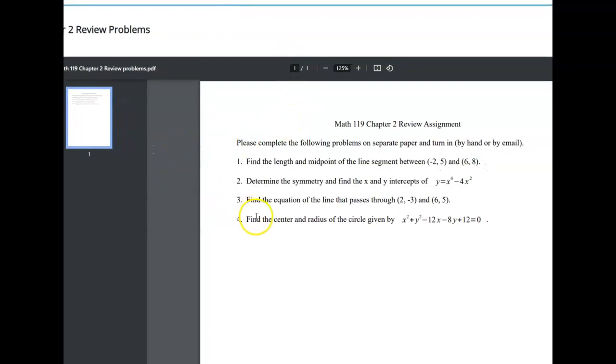And that will be due Friday. That will be due in class on Friday.